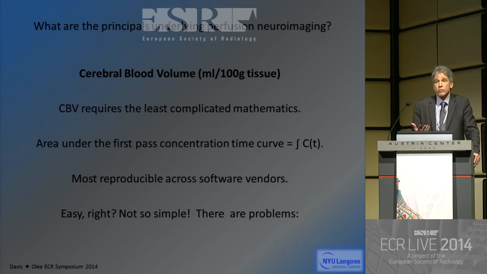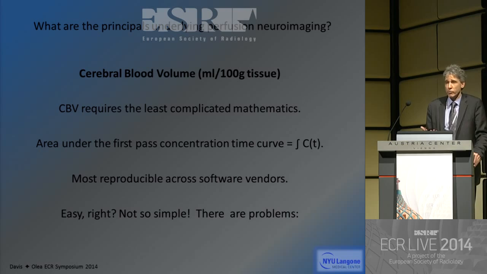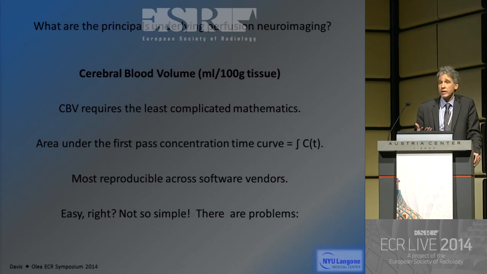It's one that we use almost every day. CBV, cerebral blood volume, requires the least complicated mathematics. It's just simply the area under the curve of looking at the contrast concentration. So it's basically the integral of the curve. It's the most reproducible across software vendors. And you might say to yourself, it's a simple mathematical equation. That's easy. It should be reproducible. And the answer is nothing's easy, and of course not.